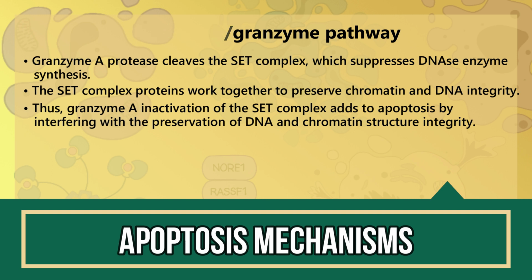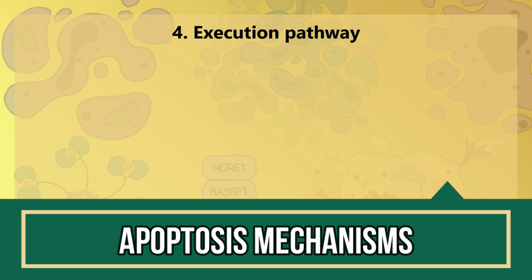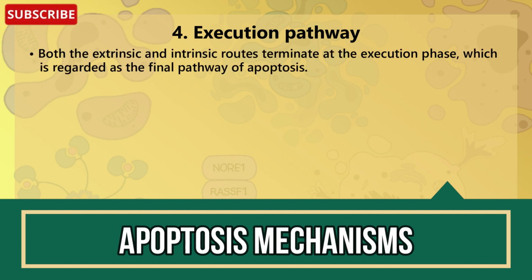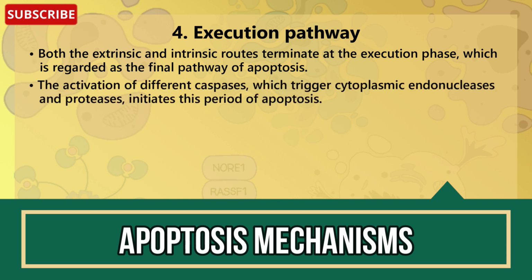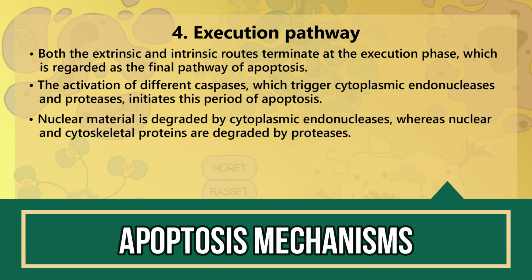Number 4. Execution pathway. Both the extrinsic and intrinsic routes terminate at the execution phase, which is regarded as the final pathway of apoptosis. The activation of different caspases, which triggers cytoplasmic endonucleases and proteases, initiates this period of apoptosis. Nuclear material is degraded by cytoplasmic endonucleases, whereas nuclear and cytoskeletal proteins are degraded by proteases.